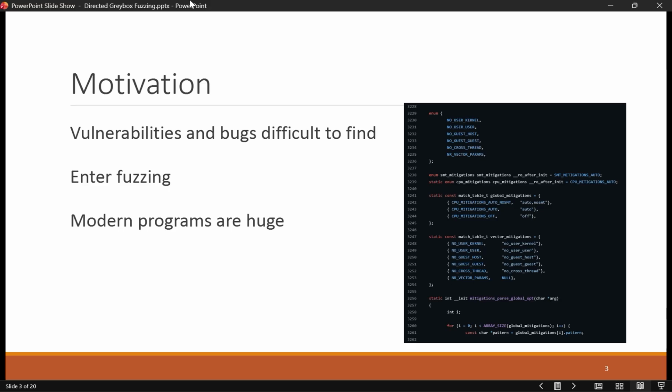In modern software, vulnerabilities and bugs can be difficult to find, and this is where fuzzing has been created. Fuzzing is essentially finding inputs for a program that will cause unexpected behavior, like crashes. This can be difficult nowadays because modern programs are huge. They can be thousands and thousands of lines long, and finding that input that crashes the program can be really difficult.